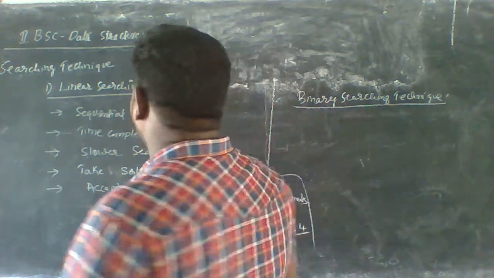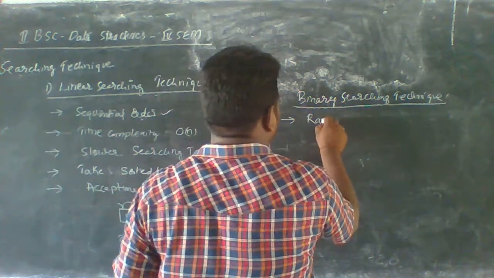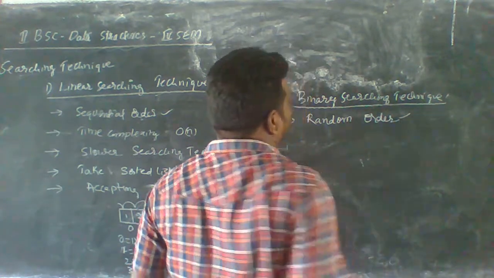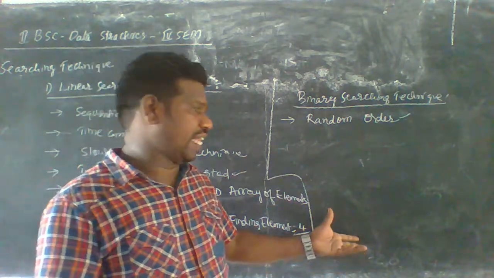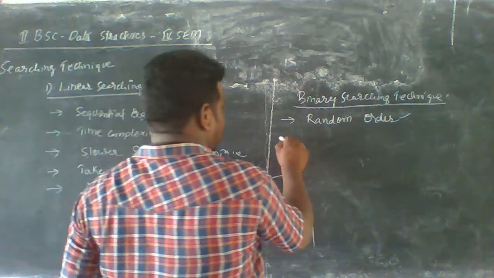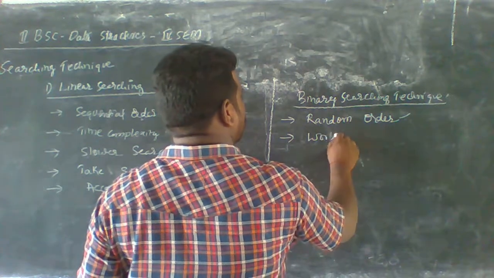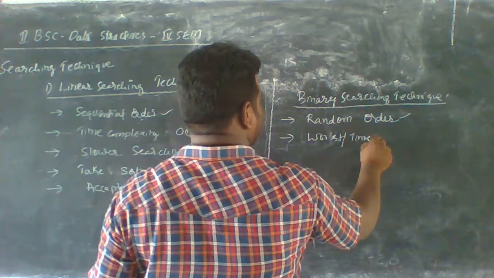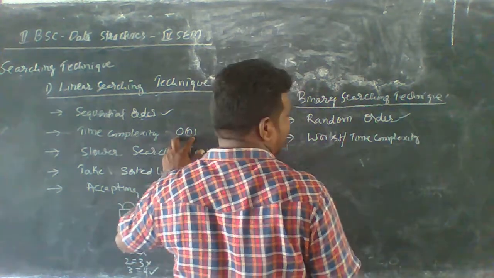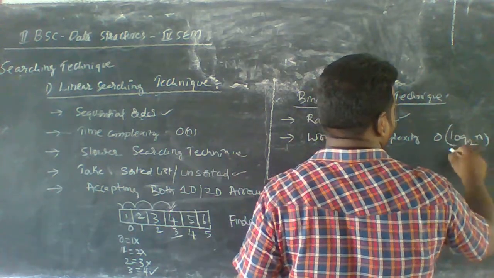Yes, so we have to see that linear search goes in sequential order, and binary search goes in random order here. Why it is going in random order, I will tell you while explaining the example here. Now the time complexity. The worst case time complexity here is O(log base 2 n). So this is the worst case.